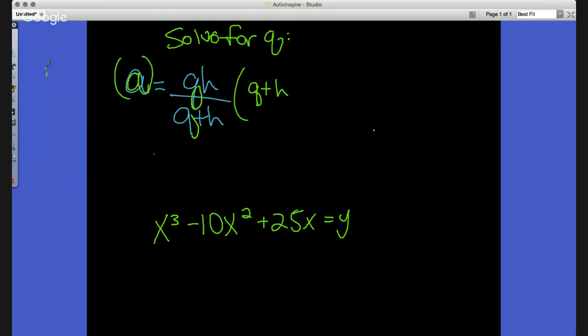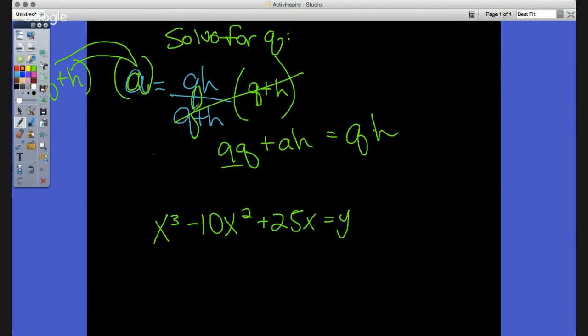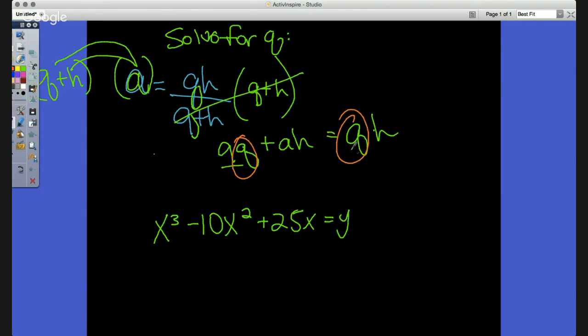So we're going to multiply it. I don't like fractions, so we're going to multiply that out. All right, so we're going to take A and distribute this out to where we have now AQ plus AH equals QH. Now, since we want Q's together, and just so we're clear, these are the 2 Q's, let's subtract this AQ so that it's on both sides, okay?